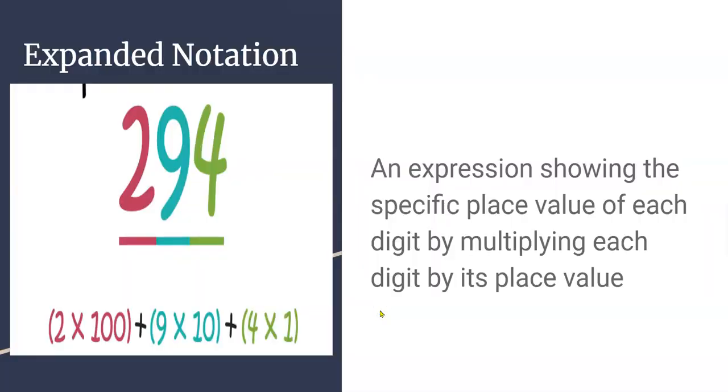Okay, so let's go ahead and talk about what is expanded notation. Expanded notation is an expression showing the specific place value of each digit by multiplying each digit by its place value. We're going to go into this in just a little bit, but if we look at our example right here, we have 294. We have 2 times 100. We have 9 times 10, or 9 sets of 10. And then we have 4 times 1, or 4 sets of 1.